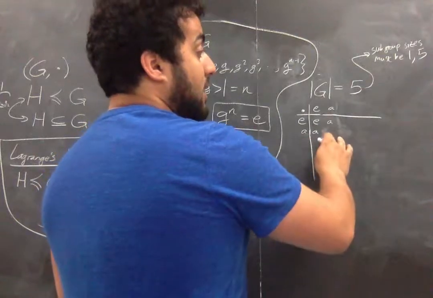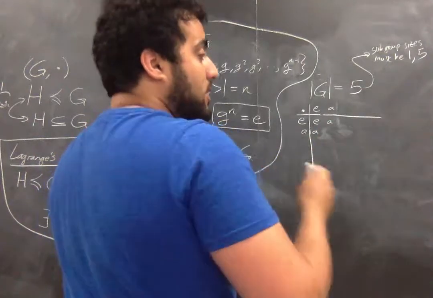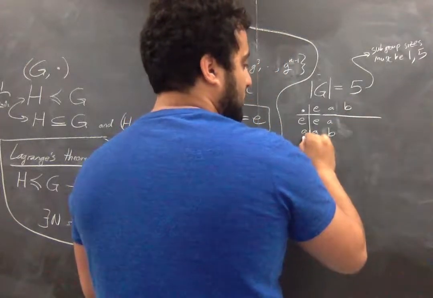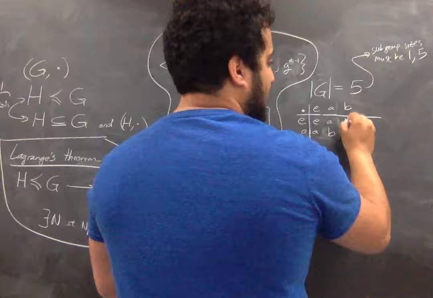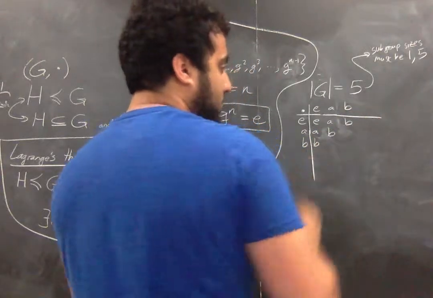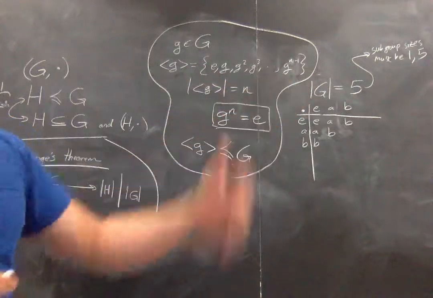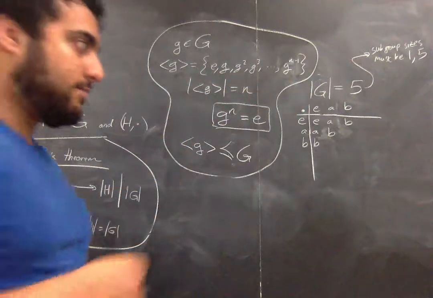So A times A, we figured out it couldn't be A, it couldn't be E, so it's something new. Let's call it B, and now B has to have its own column. Right? And now we can fill in E times B is B, and B times E is B. And this is just taking advantage of the fact that we can write the Cayley table columns and rows in any order that we like.